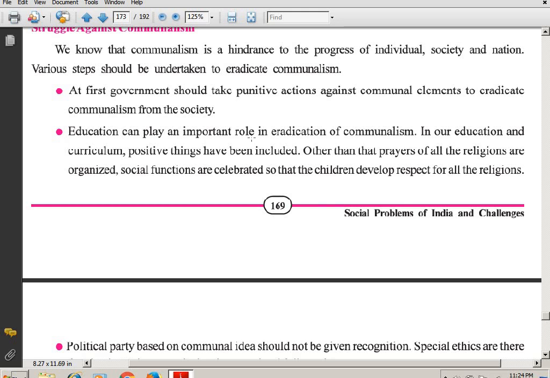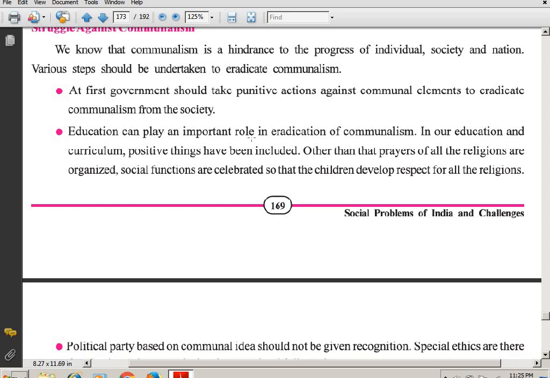So the first point is that the government should take punitive action against communal elements to eradicate communalism from society. It becomes a duty of the government to take appropriate steps and actions against the communal elements, to remove communalism from the society. So first and foremost, we are talking about the government taking a step.